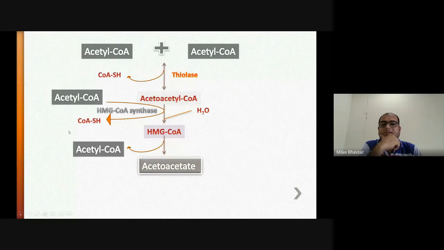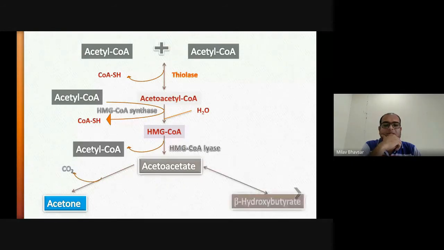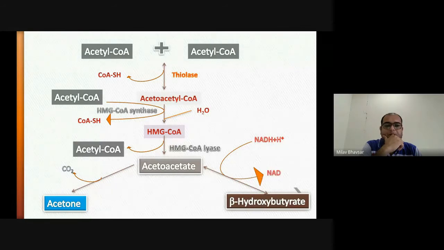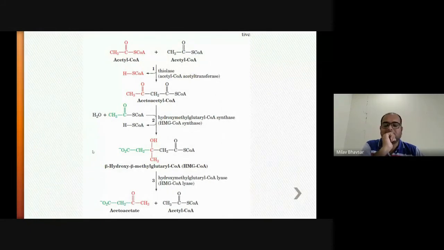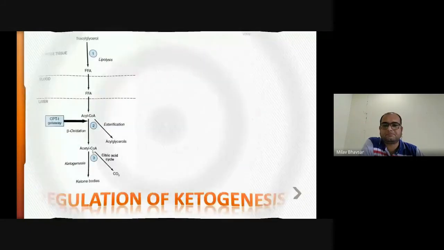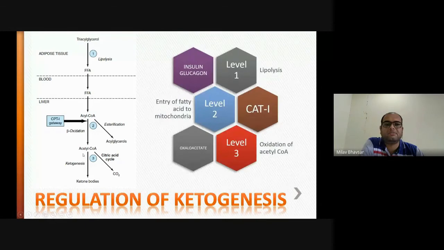generated. Again, the acetyl coenzyme A that was added comes off as acetyl coenzyme A by lyase, and the acetoacetate can go into acetone or generate beta hydroxybutyrate. Okay, so this is how we generate the ketone bodies. Now, regulation depends on the free fatty acid and different levels.